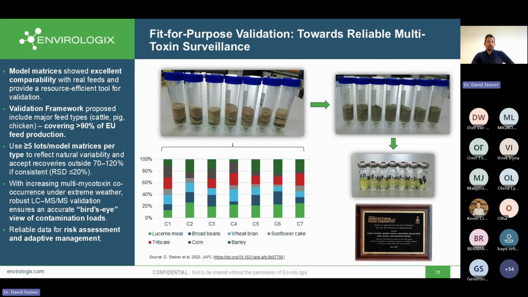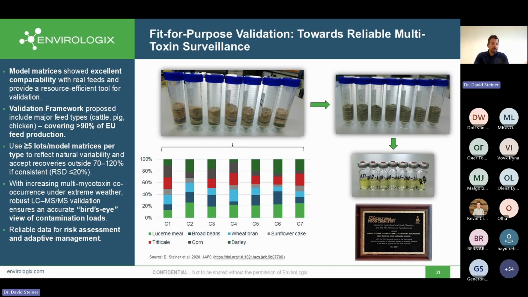So what we did, we developed a validation framework tailored for feed. I would say actually for the entire feed chain. The idea was simple but powerful. So rather than validating against every possible feed variation, which is simply impossible, we created so-called model matrices that realistically simulate the three most important complex feed categories, including chicken, pig, and cattle. Together, these are covering more than 90% of the global feed production when we exclude the pet food sector.